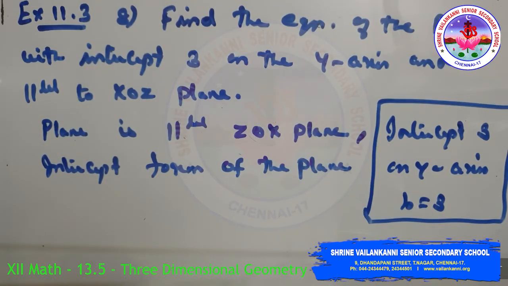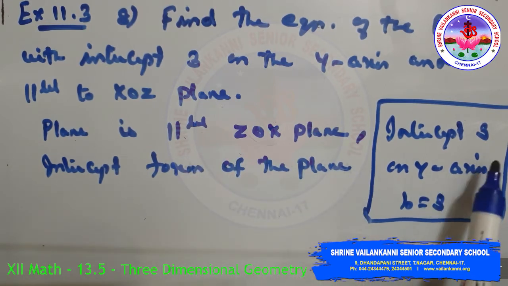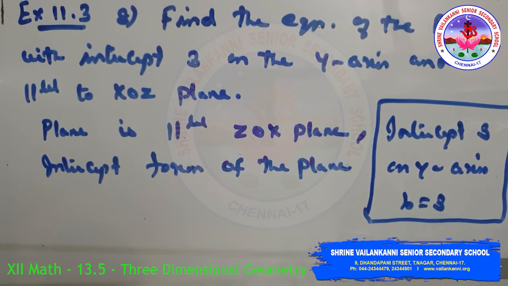8th question. Find the equation of the plane with intercept 3 on the y-axis and parallel to ZOX plane. Given that the required plane is parallel to ZOX plane and has intercept 3 on y-axis, that is b equal to 3. We know the intercept form of the plane is x by a plus y by b plus z by c, which is equal to 1.